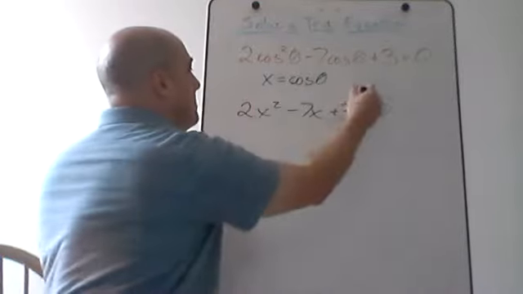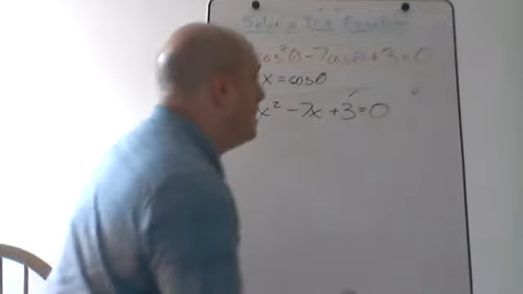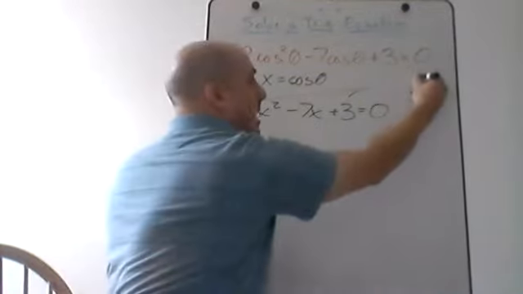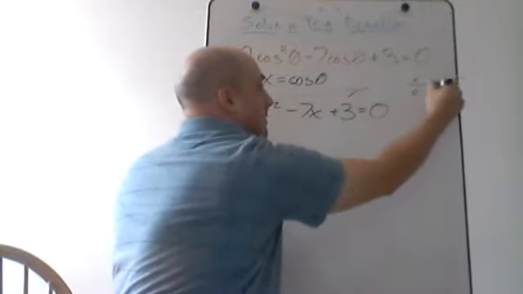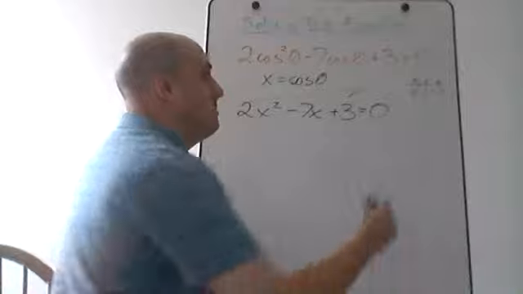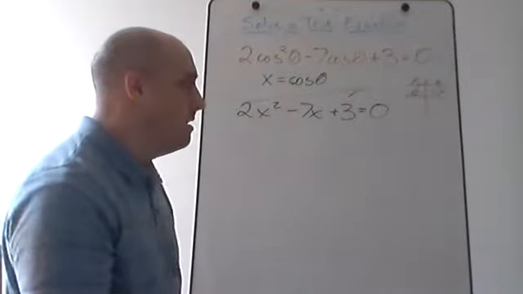But basically what we do is I multiply the 2 times the 3, which is going to give me a 6. So I'm going to look for 2 numbers that multiply to equal 6 and add up to equal that negative 7 that's in the middle. All right, so I want 2 numbers that multiply to 6 and add up to negative 7. Well, that's not too hard to find.